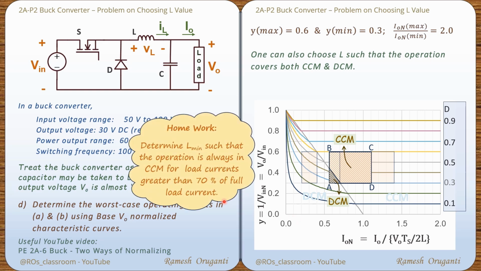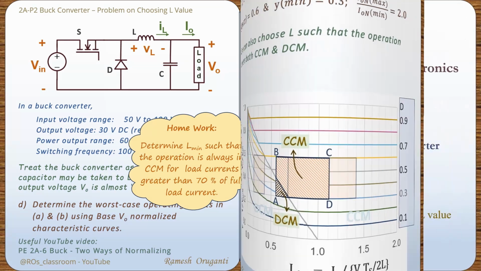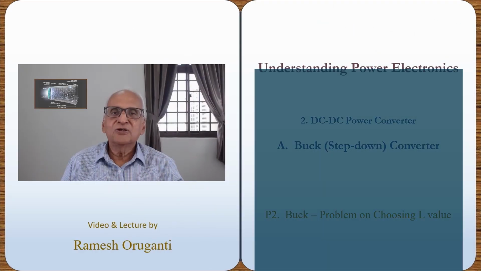So here's a problem. Please try this problem out for yourself. Determine L minimum such that the operation is always in CCM for load currents greater than 70% of full load current. Full load current is 4 amperes, so 2.8 amperes and above, the operation is always in CCM, irrespective of the input voltage. So the question is, what is the minimum inductance that will satisfy that requirement? That's the end of this problem video.